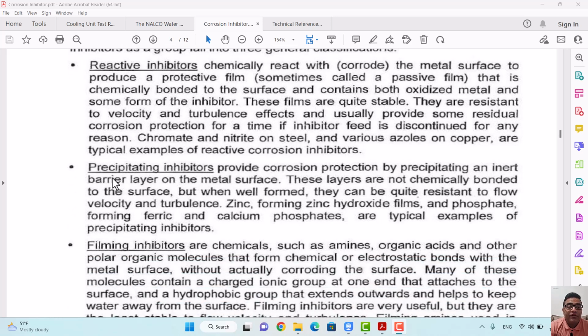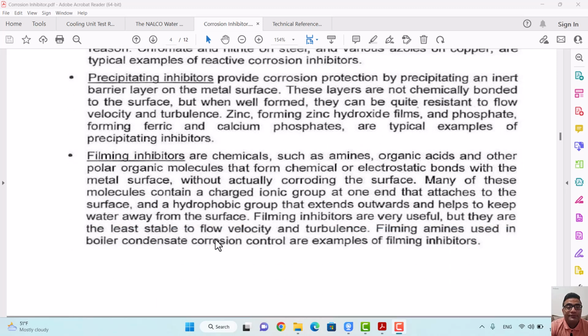Precipitating inhibitors provide corrosion protection by precipitating an inert barrier layer on the metal surface. These layers are not chemically bonded to the surface, but when well formed, they can be quite resistant to flow, velocity, and turbulence. Zinc forming zinc hydroxide films and phosphate forming ferric and calcium phosphates are typical examples of precipitating inhibitors. Then we have filming inhibitors.